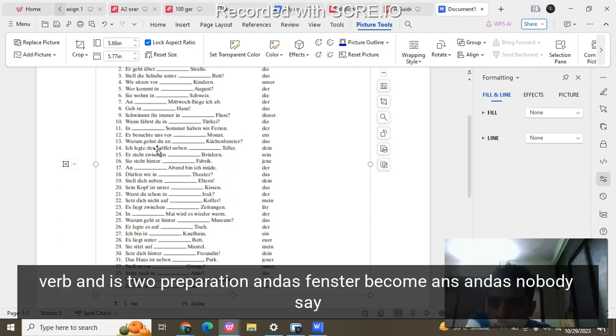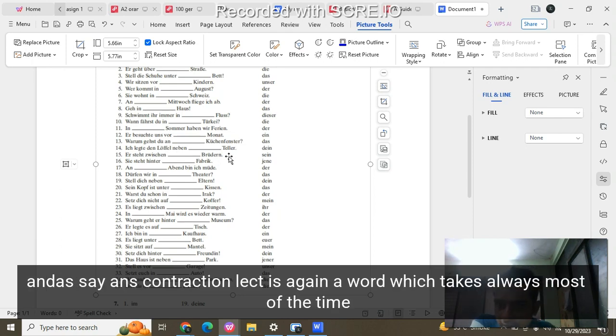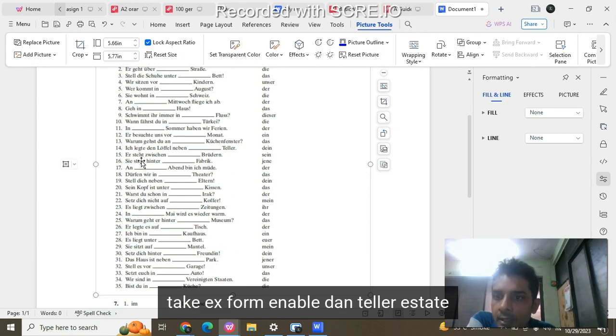Warum gehst du, motion verb? An is a two-way preposition. An das Fenster will become ans Küchenfenster. An das, nobody will say an das, you say ans in German. Contraction. Ich legte, legte is again a verb which most of the time takes the accusative form. Ich legte den Löffel neben deinen Teller.